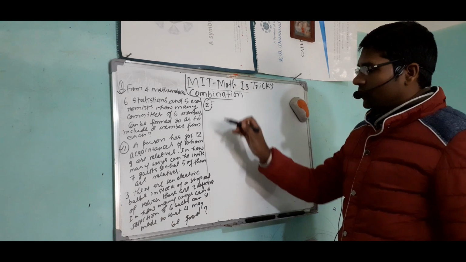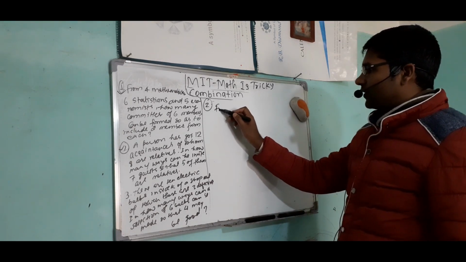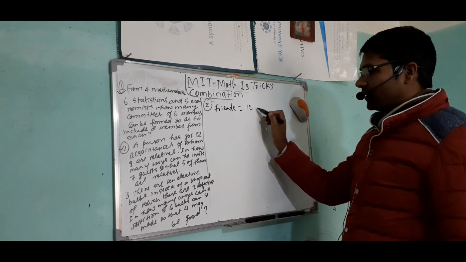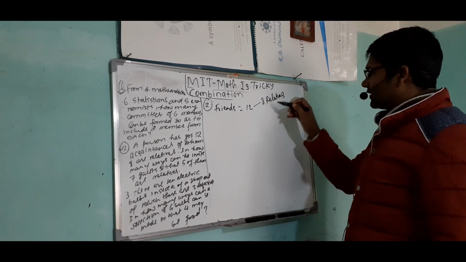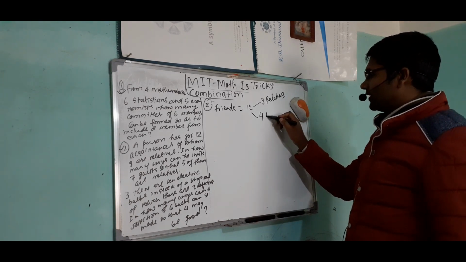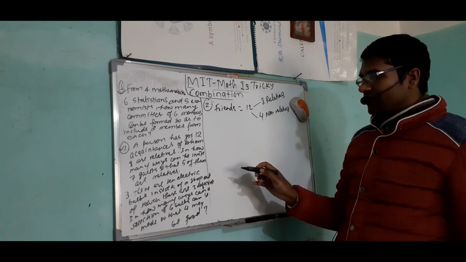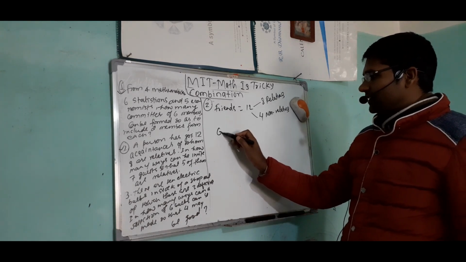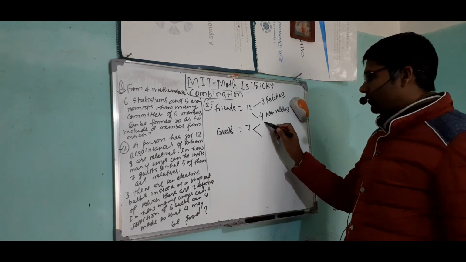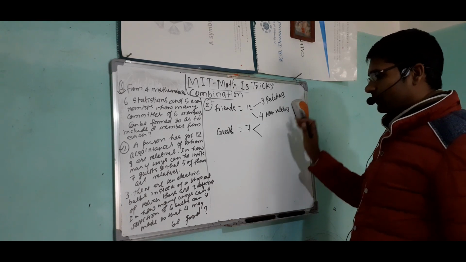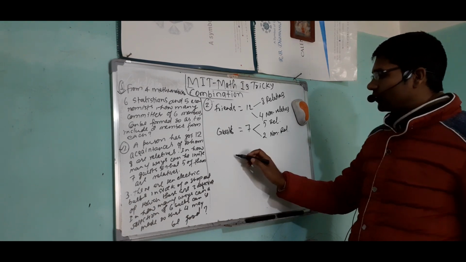Question number 2. A person has got 12 acquaintances, of whom 8 are relatives. That means there are 12 friends in total, of whom 8 are relatives. So obviously 4 will be non-relatives. Now, the question is, in how many ways can he invite 7 guests? The number to be invited is 7. Out of 7, 5 will be relatives, and then obviously 2 will be non-relatives. But how can we solve this problem?